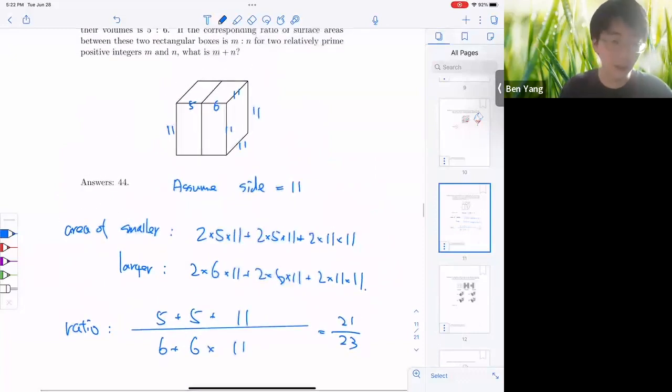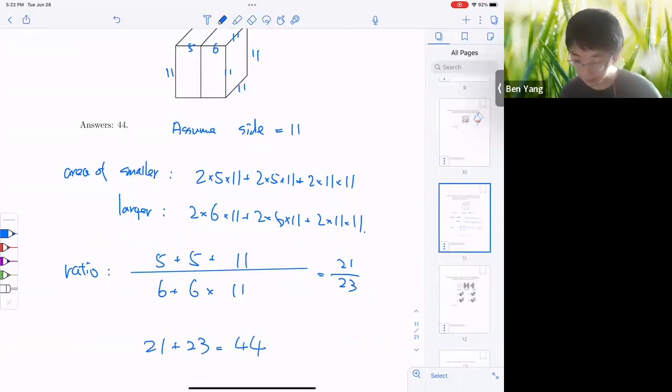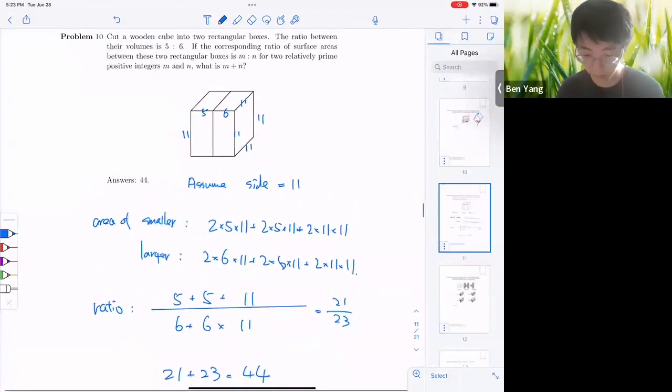They are already relatively prime to each other. And yeah, so m plus n should be 21 plus 23. That's 44. Cool. That's for problem number 10.